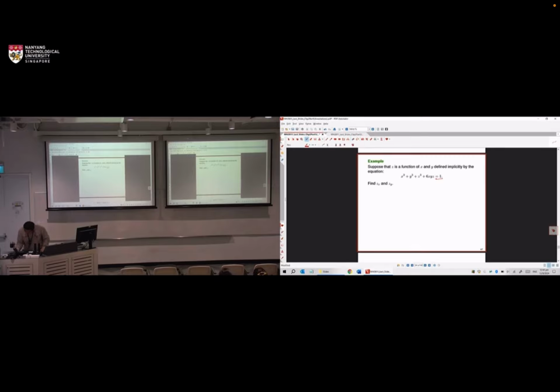First thing first, you identify that this is your big F(x, y, z). You have to identify that. So let's say I want to do del z del x. Partial differentiate with respect to x: x cubed plus y cubed plus z cubed plus 6xyz. And differentiating the 1 with respect to x, of course that is equal to 0. Now you just apply your chain rule, implicit differentiation from your single variable calculus.